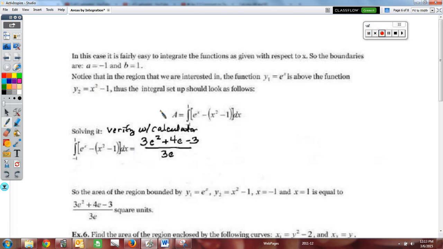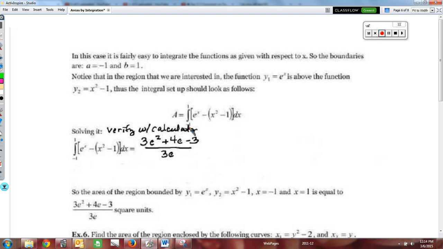And then we can say from -1 to 1, the top y value, y2, minus the bottom y value, y1. So that's essentially what I'm doing.